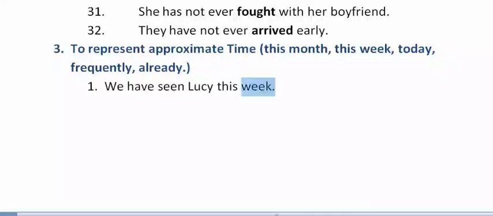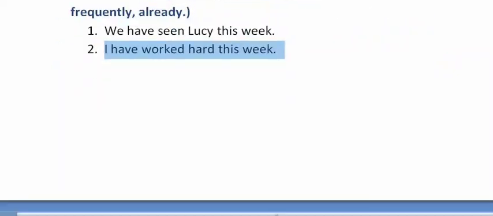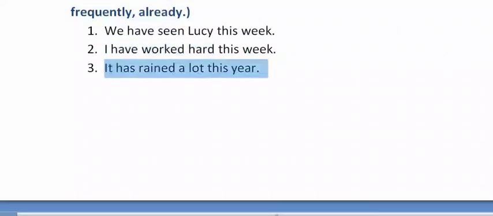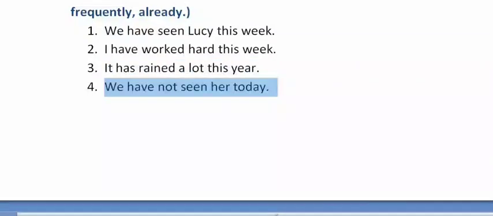For example, we have seen Lucy this week. I'm not specifying which day of the week or which day and time and date of the week. I'm just saying we have seen Lucy this week. Let's check out some more examples. I have worked hard this week. It has rained a lot this year. We have not seen her today.